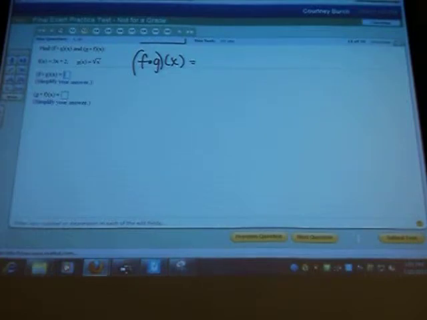Okay, F of G means plug G into F. So I'd have 5 times the square root of x plus 2. So G gets plugged into F in place of the x.